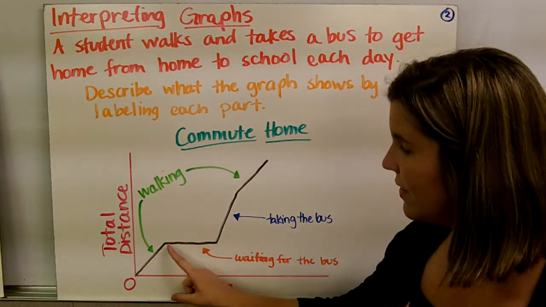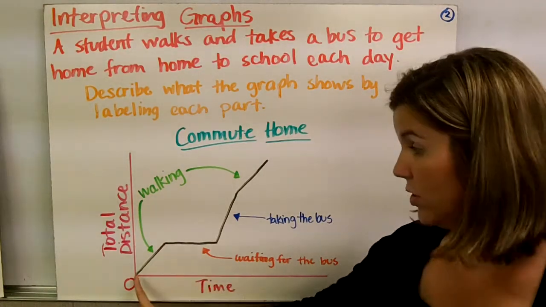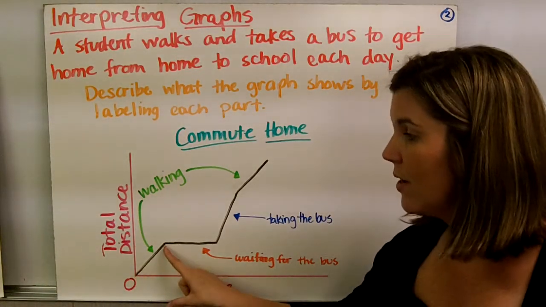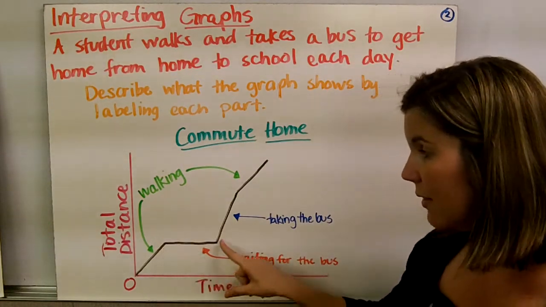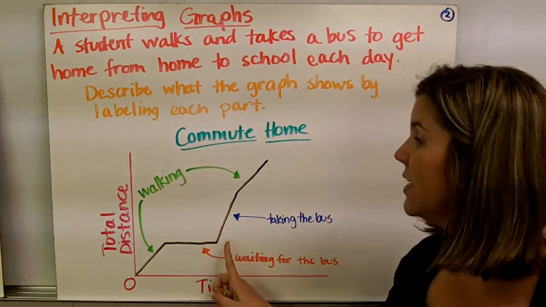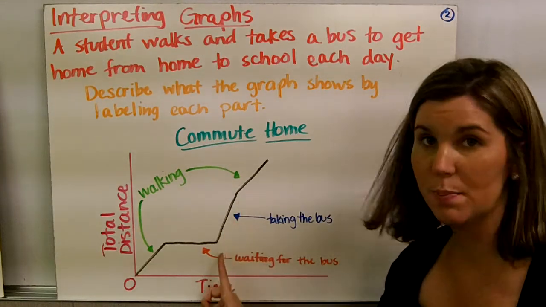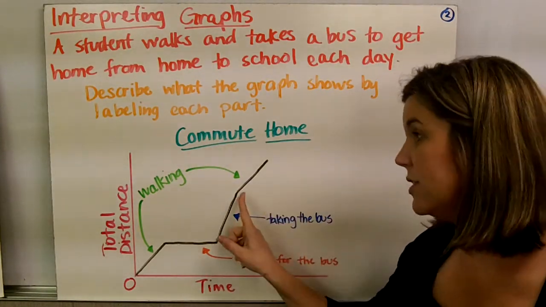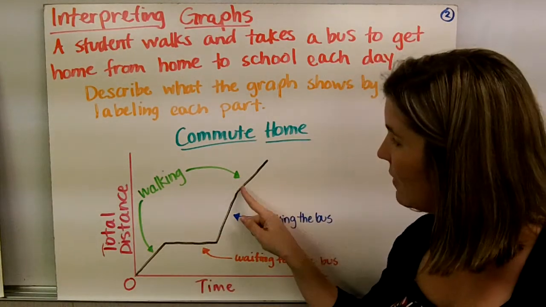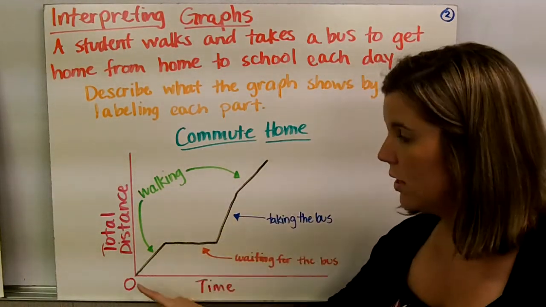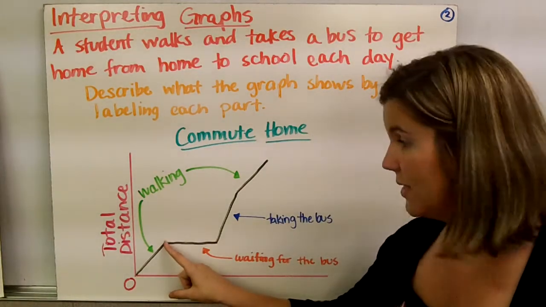At first, the graph is increasing, so a positive slope, increasing rather slowly. Then it levels off. Then it's increasing much steeper. And then it's still increasing, but not as quickly. So where it's increasing, but not very fast, this is where you're walking to the bus stop.